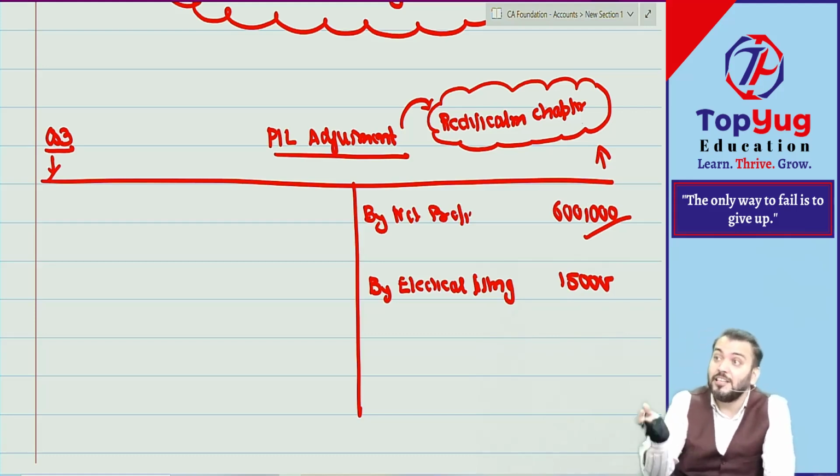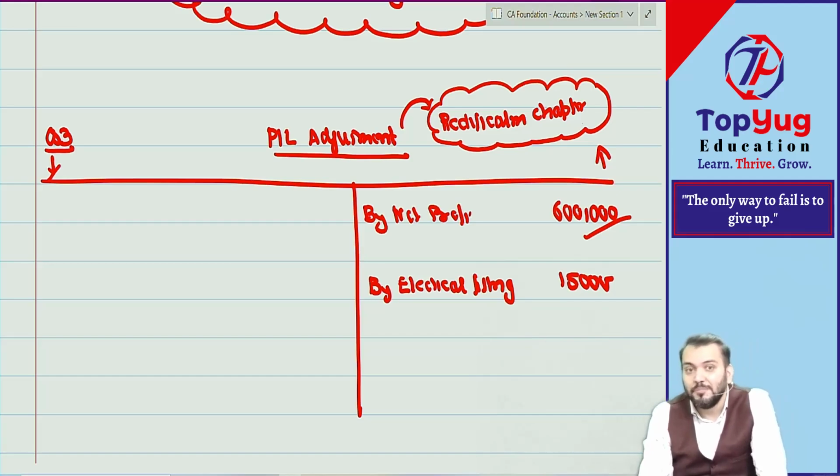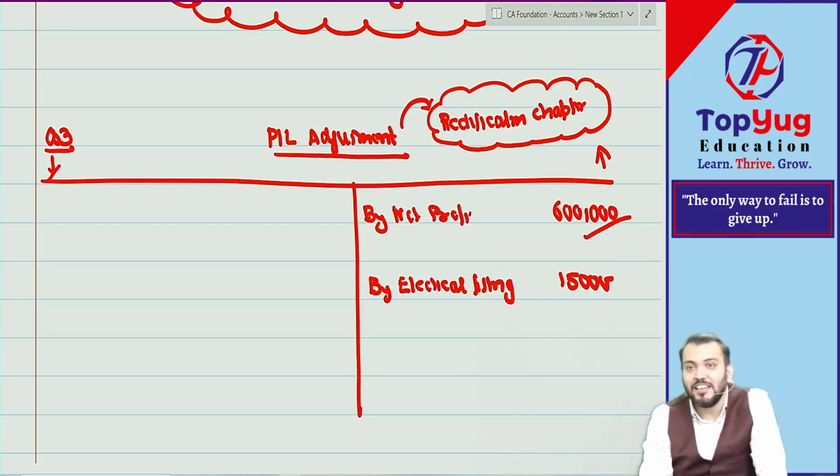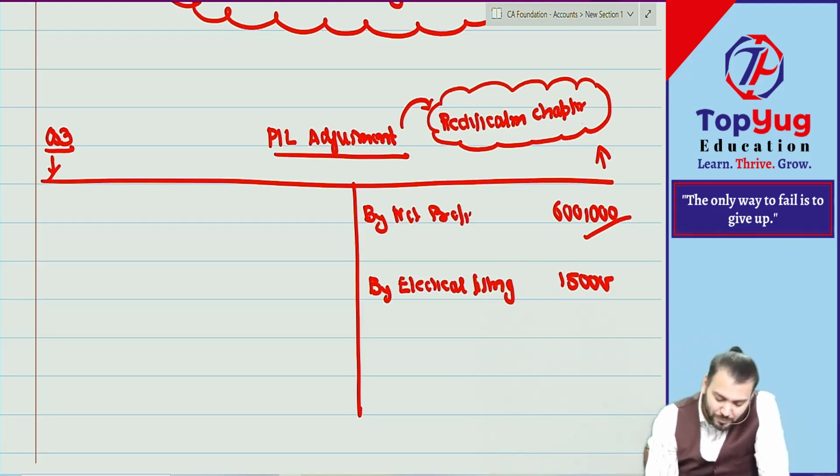If due to rectification a liability increases, then PL adjustment account debit to liability. If due to rectification a liability decreases, then liability account debit to PL adjustment. You can do it in this way also. Correct? Will it work? Let us see.